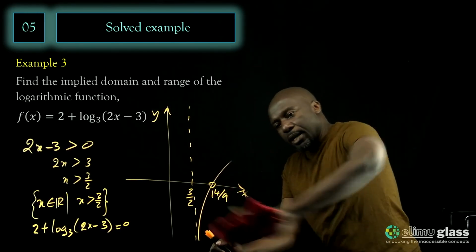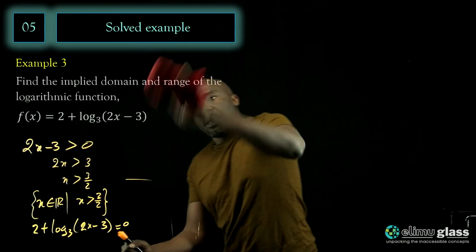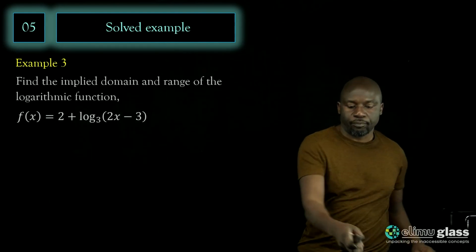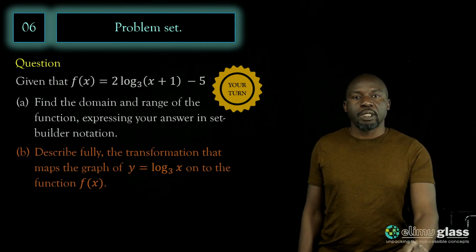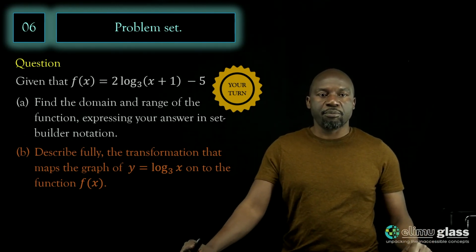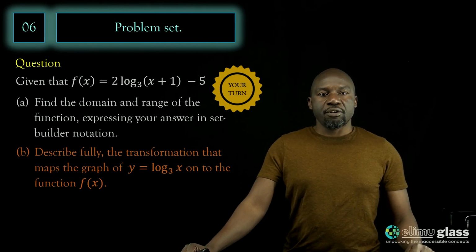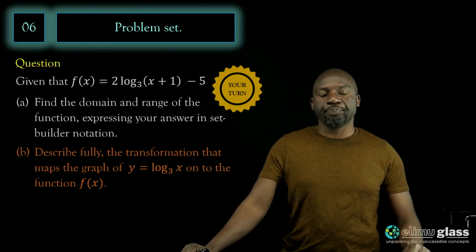Right. I believe I have some questions for you to try now. Right, so here is your turn. You are given that f of x is 2 log 2 base 3 of x plus 1 minus 5. Find the domain and range of the function, expressing your answers in set builder notation.